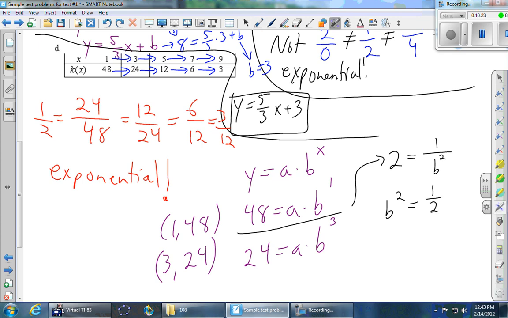Okay, that half that we just found is the same half as this ratio that we got over here. So how come it's not b, but rather it's b squared? It's b squared because of these jumps by 2. So the base is not a half, rather it's the square root of a half.